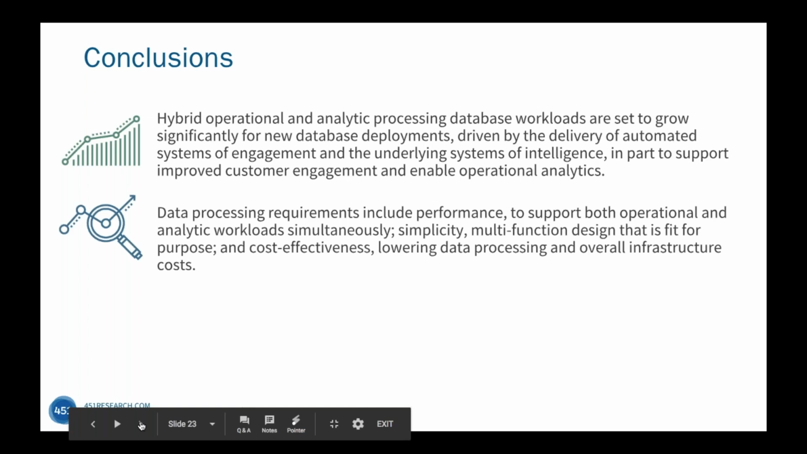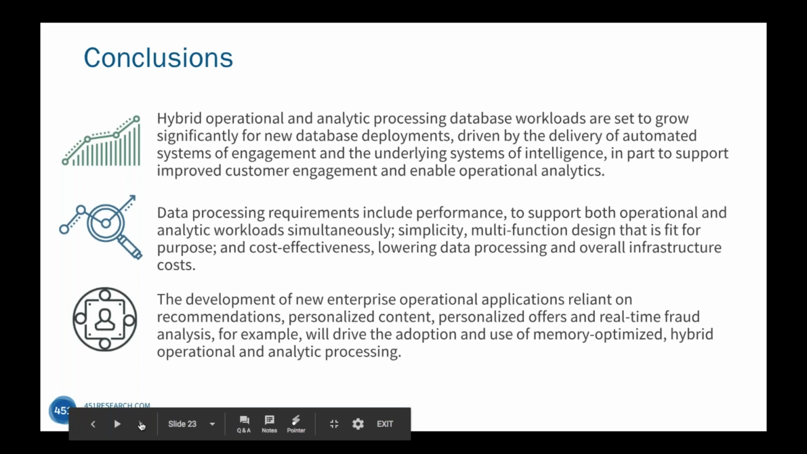The database requirements that we see to support those applications include performance to support both operational and analytics workloads simultaneously, as well as simplicity. We're talking about multifunction design, but we think the greater performance is delivered when those systems are developed fit for purpose, but also cost effectiveness. There's an opportunity here to lower data processing and overall infrastructure costs.